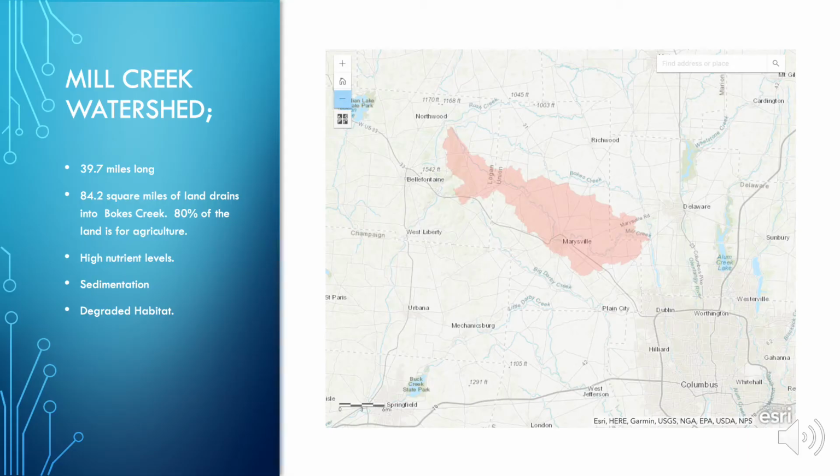So Mill Creek watershed, it's 39.7 miles long. That's the stream itself. The total watershed in area is 84.2 square miles of land that drains into the Boakes Creek, which is just around where the main stream is. In general, the area has high nutrient levels, sedimentation, and degraded habitat.